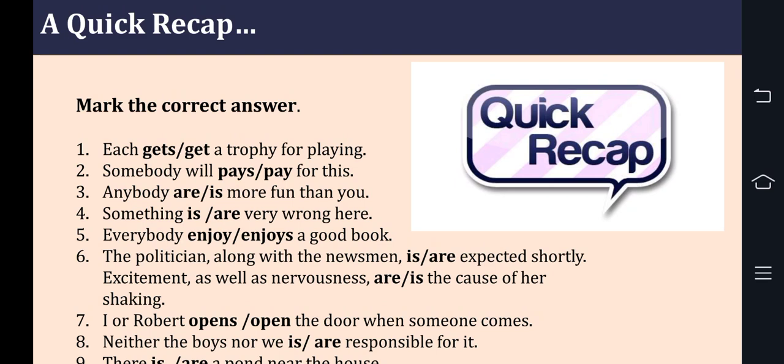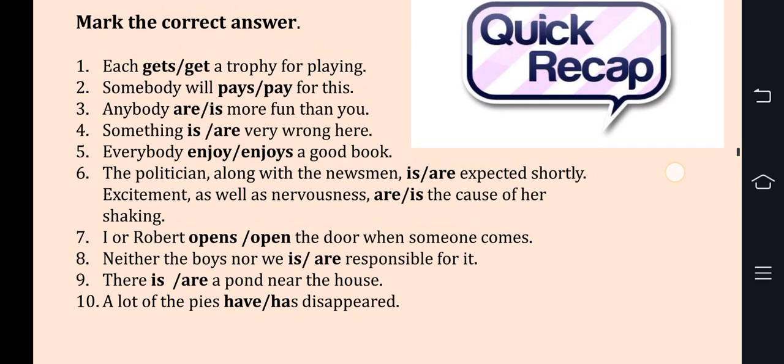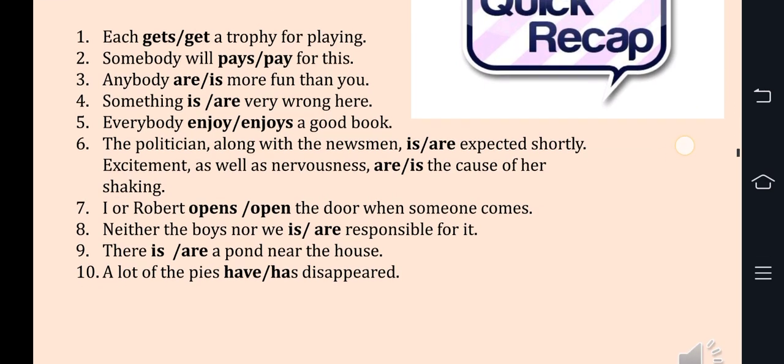Everybody enjoys a good book. The politicians along with the newsman is or are expected shortly. Excitement as well as nervousness are or is the cause of her shaking. I or Robert opens or open the door when someone comes. Neither the boys nor we is or are responsible for it. There is or are a pond near the house. A lot of the pies have or has disappeared.